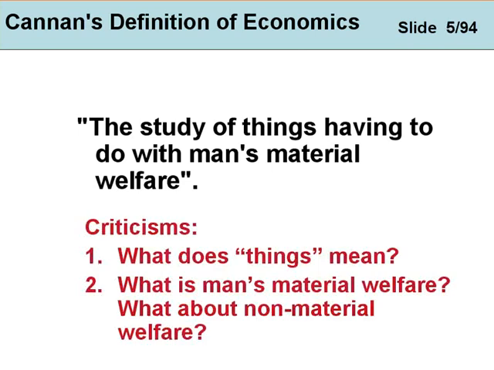For a start, what does things mean? It's very indeterminate. Things. Doesn't make a lot of sense. And secondly, what is man's material welfare? What about non-material welfare? For example, our quality of life may be determined to a large extent by non-material factors such as art, music, cinema, sport. To many people, these are important, and that is what's missing in the definition. Canaan was fixed on man's material welfare, but the immaterial, the non-material, may be very important to us.